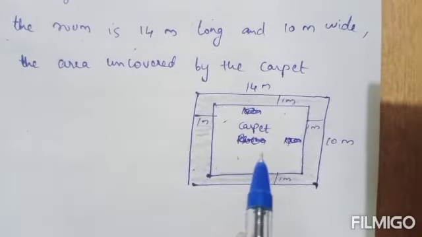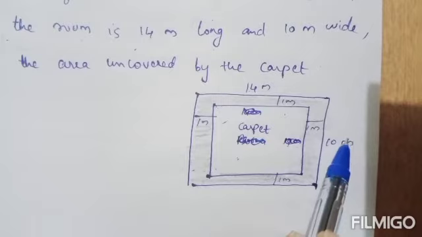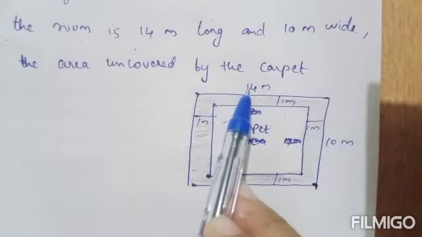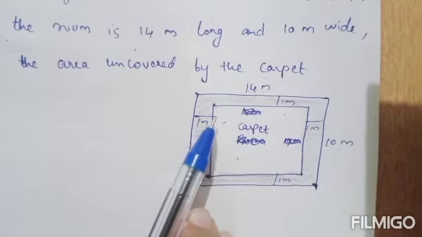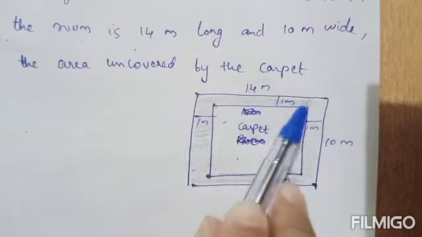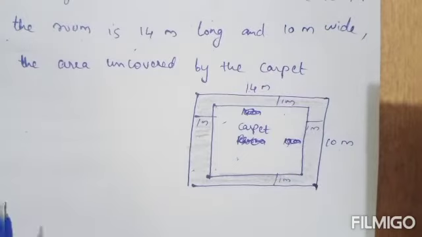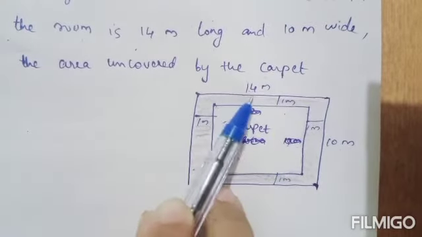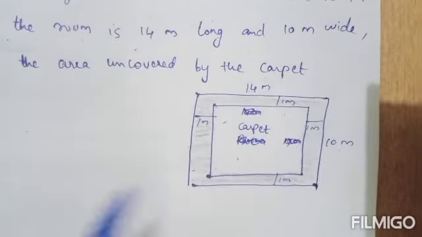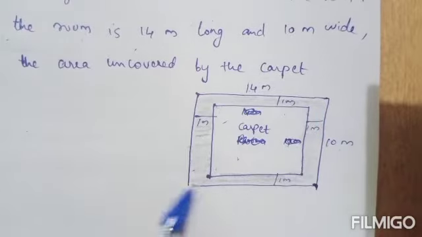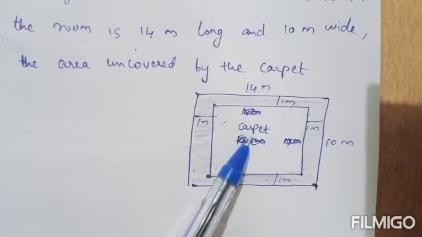What you need to find here: if the room is 14 meter long and 10 meter wide, find the area uncovered by the carpet. The room's length and width are given as 14 meter and 10 meter. You have to find the area uncovered by the carpet. That is the area you need to find here. So how can you find the area uncovered by the carpet? Area of room minus area of carpet. Area of room means area of this full rectangle, the outer rectangle, minus area of the inner rectangle, that is the area of the carpet.